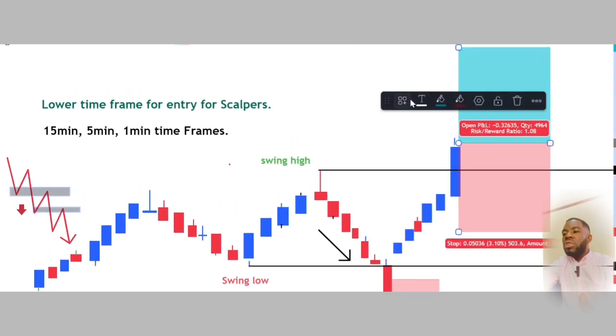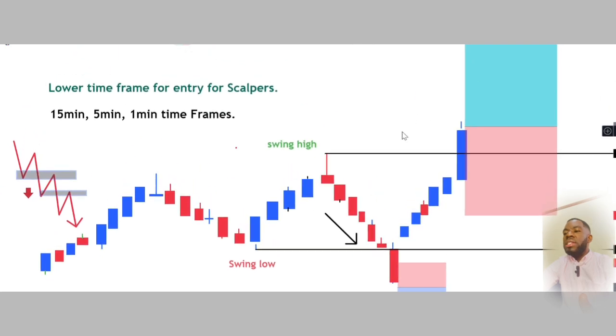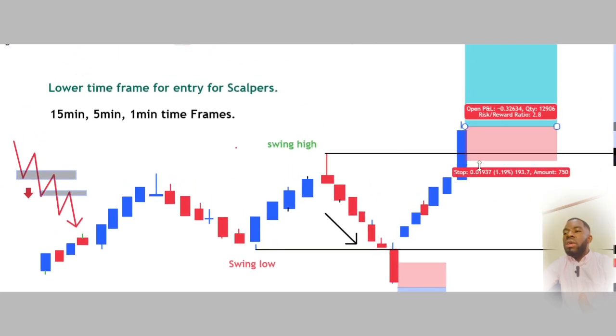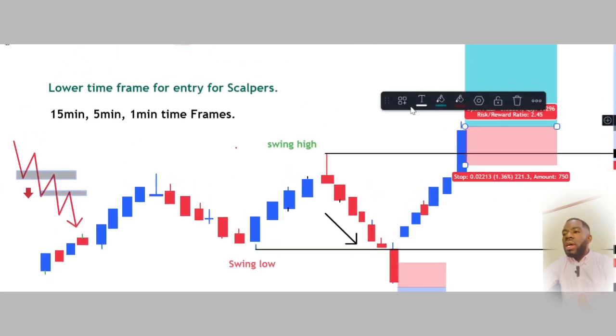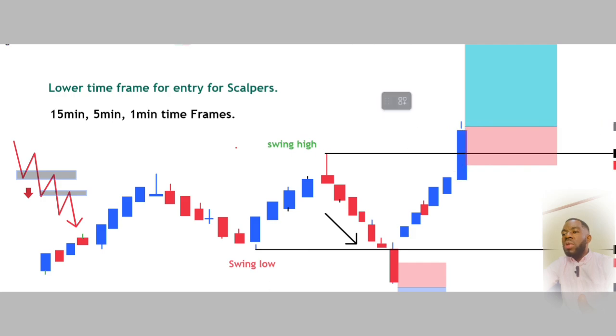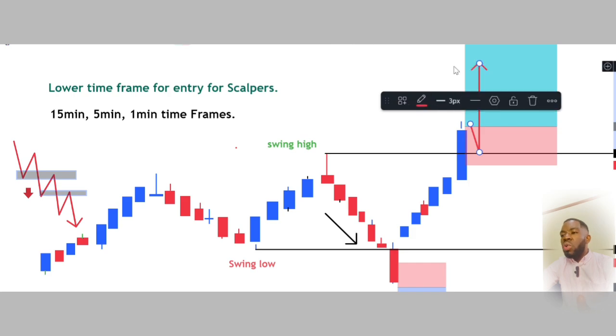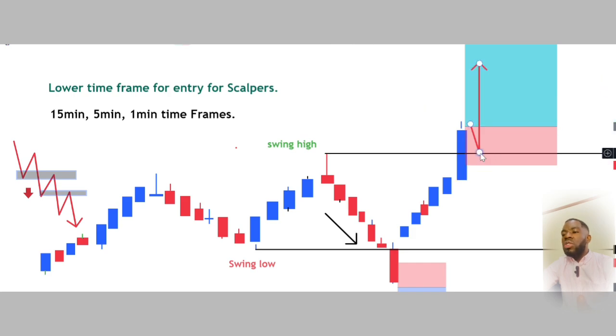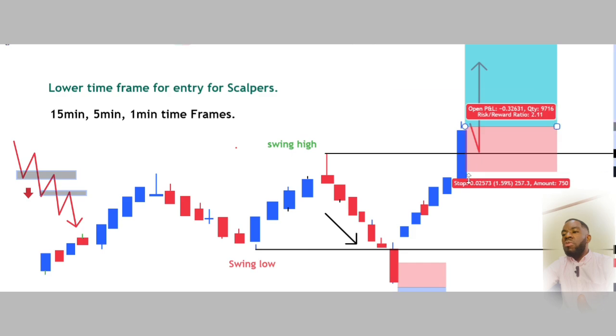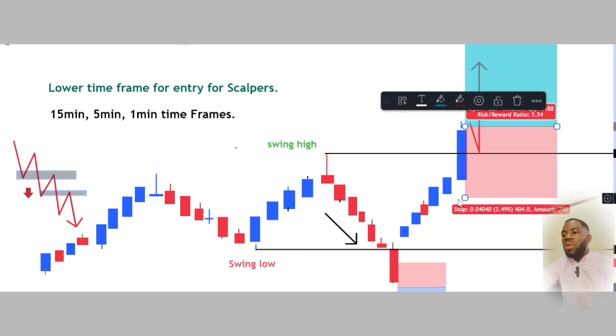Do not just place your stop loss something like this, okay? This candle could reverse, and the next candle could come to retest here before it heads upwards. So be sure to place your stop loss a significant number of pips below that candle, so that you are safe. Be careful with this.